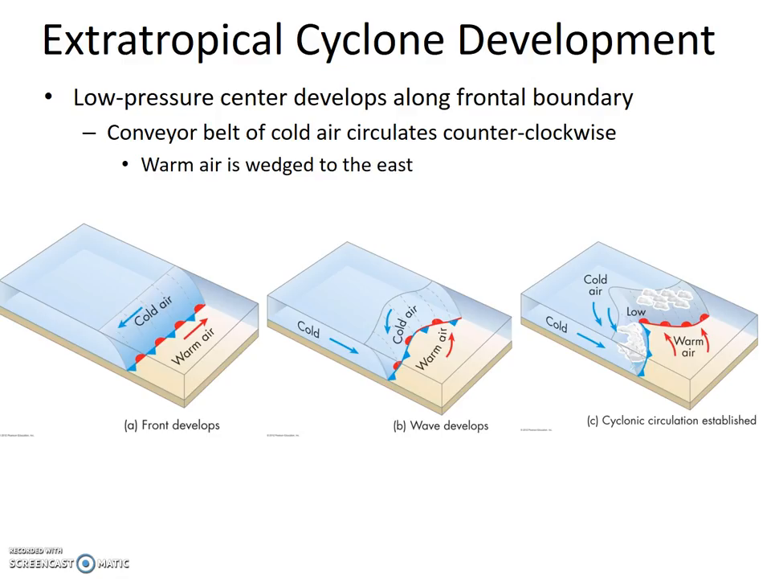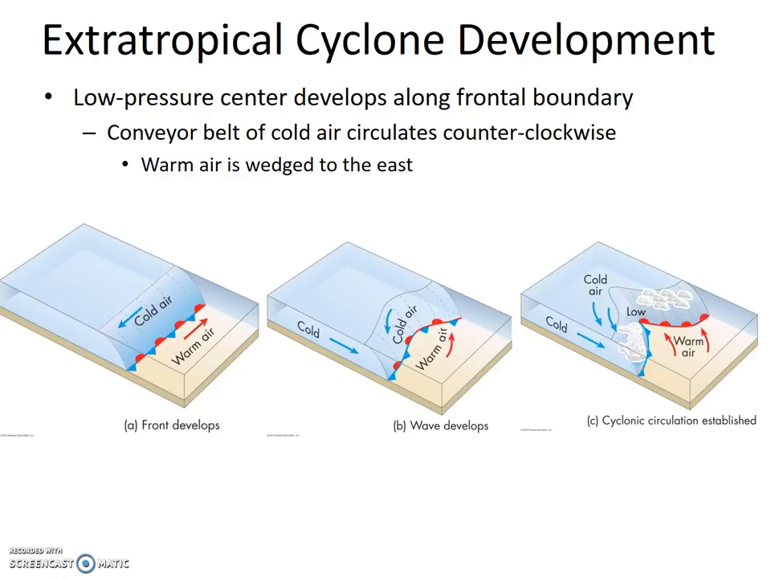In the beginning, a low pressure center develops along a fairly straight frontal boundary, picture A. Remember that the cold front is indicated by the blue teeth and the warm front is indicated by the red half circles. A wave in the boundary develops, picture B. A conveyor belt of cold air begins to circulate counterclockwise, picture B again. The warm air is wedged to the east, and the conveyor belt of warm air rises on the southeast side.